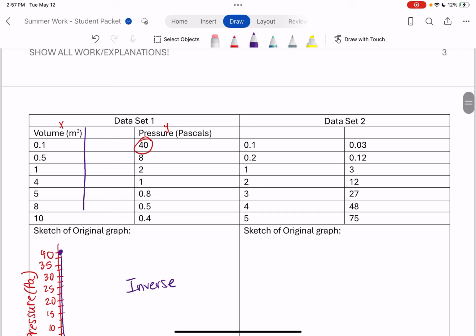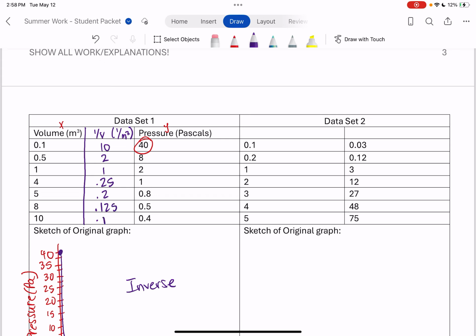This is where we make a new column of data. And instead of graphing volume, we have to graph 1 over the volume, which has units. Instead of meters cubed, it's 1 over meters cubed. So here we're going to do 1 over 0.1 is 10. 1 over 0.5 is 2. 1 over 1 is 1. 1 divided by 4 is 0.25. 1 divided by 5 is 0.2. 1 divided by 8 is 0.125. And 1 divided by 10 is 0.1.